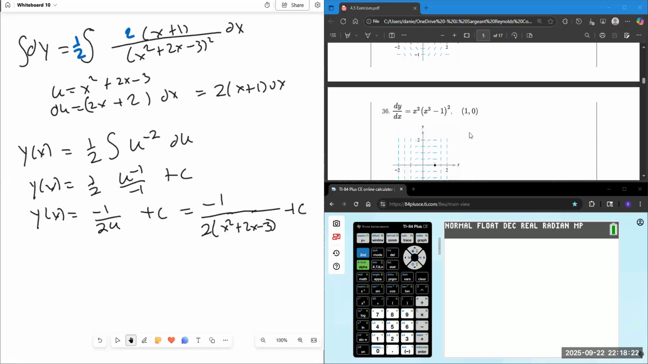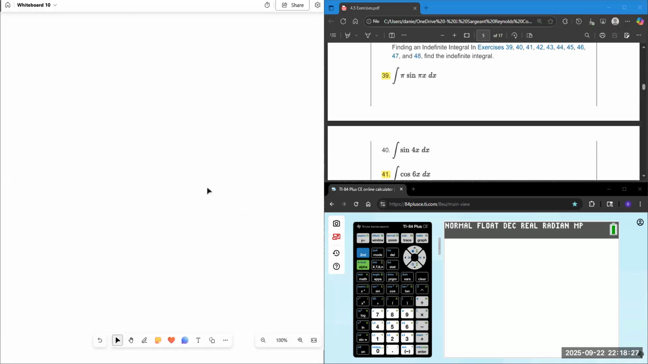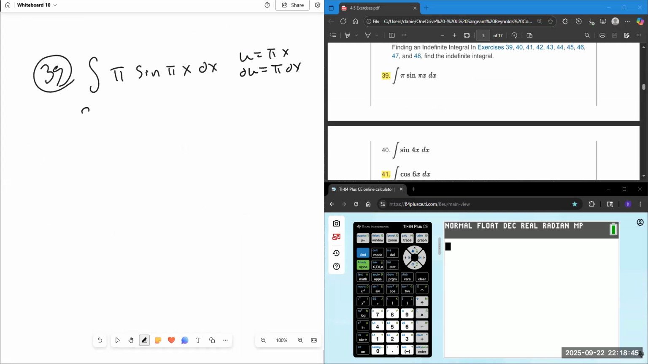Let's go on now to number 39. Those other topics with differential equations will be covered in differential equations. So, the integral of pi sine pi x dx. Our u is now going to be inside of our trig function, so this is the integral of sine u du. What function do I differentiate to get sine? That's negative cosine, and this is negative cosine of pi x plus c.